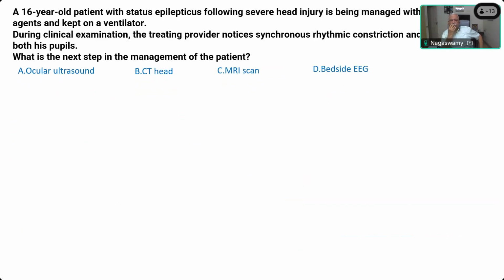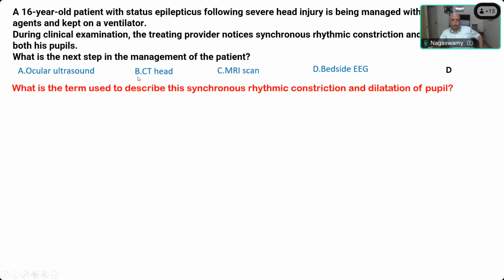Patient, I see. On examining the pupillary reflex, there is an alternate rhythmic constriction and dilatation. Bedside EEG, good guess, very good. That is the correct answer. Why? What is the term used to describe this rhythmic constriction and dilatation? Is there any term that is used for this?